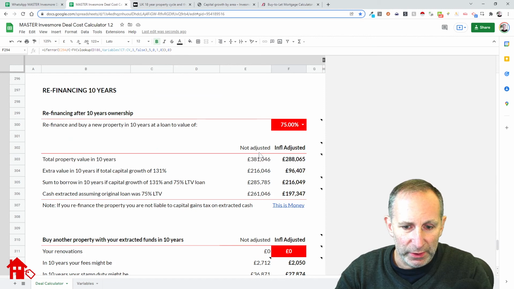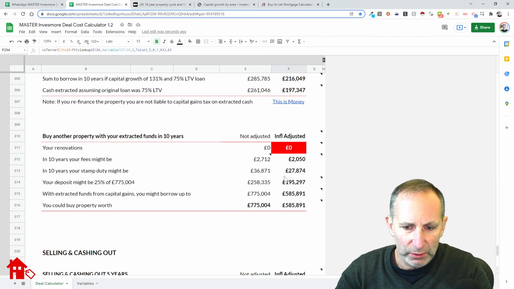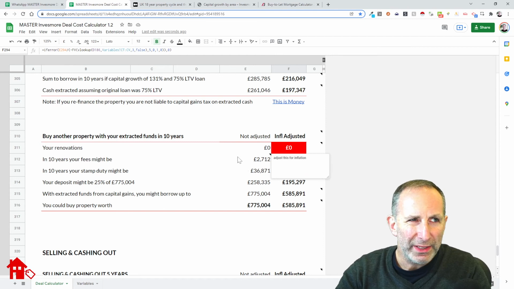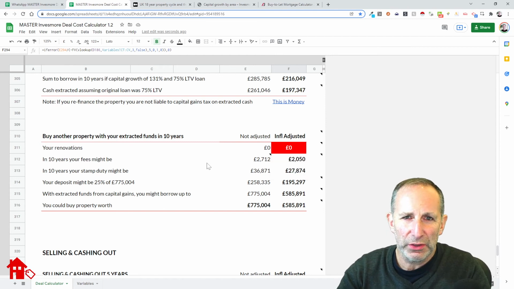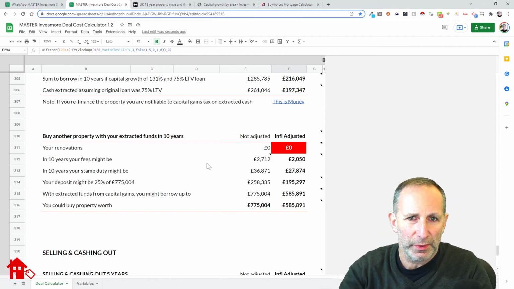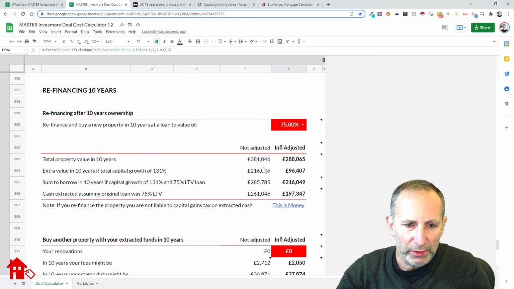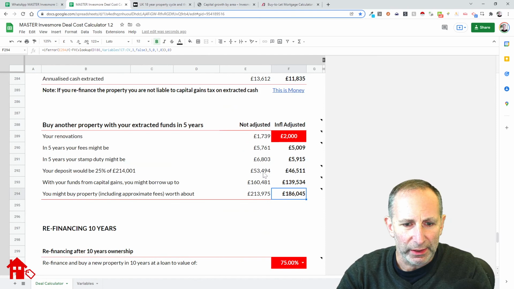And if you refinanced in 10 years, well, the numbers get a bit crazy. As I said before, I tend not to pay too much attention to the 10-year growth numbers because who knows what'll happen. But if you believe in the property cycle, it's reasonably okay to assume that markets will keep going up for a while.